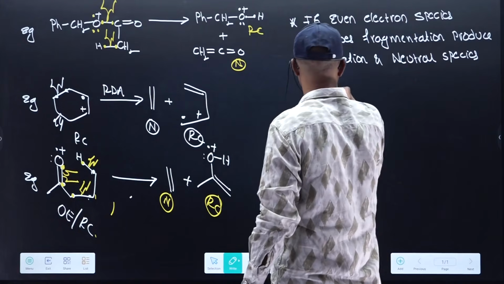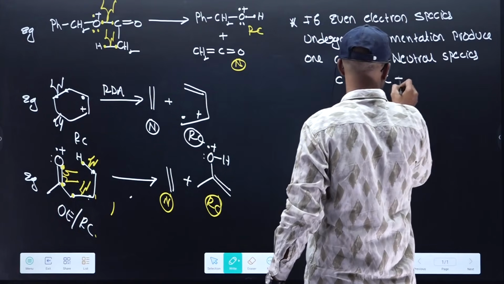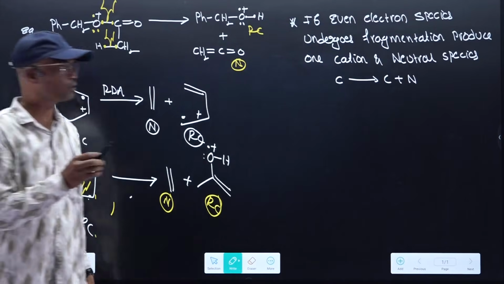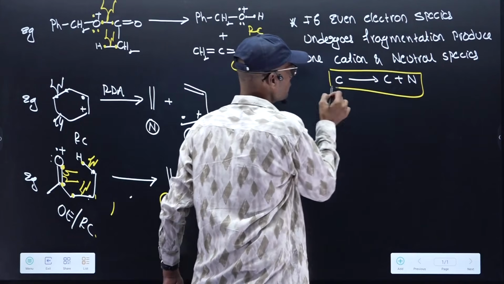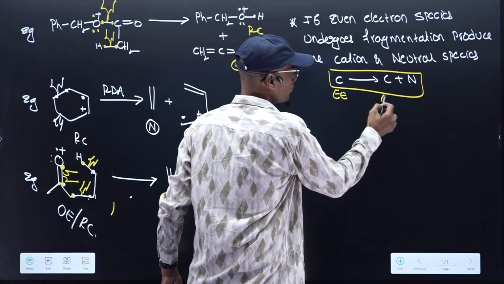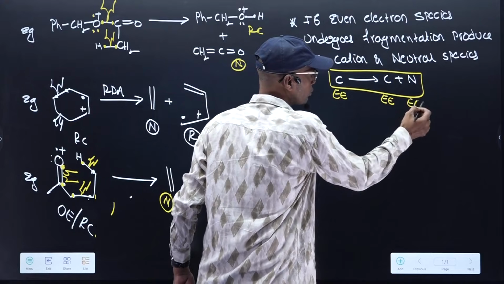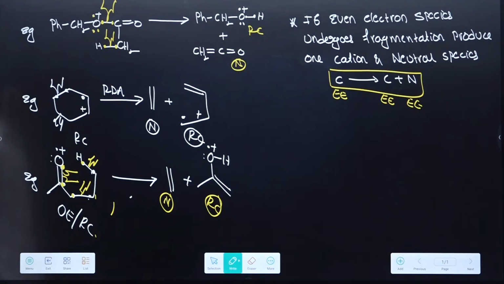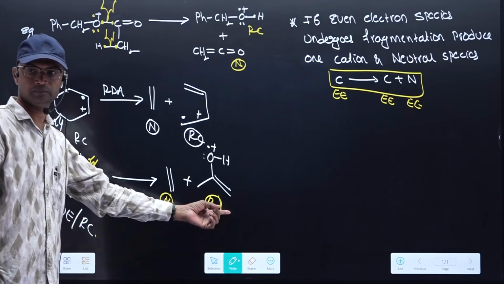Right or not? First, what am I taking? Cation. I am taking cation plus neutral. When a cation undergoes fragmentation, that will give one cation and one neutral. This is an even electron cation and an even electron neutral. If an even electron species undergoes fragmentation, that will give one cation and one neutral. This is also very, very important, because the two fragments you are getting are more stable. This one is stable, this one is unstable.